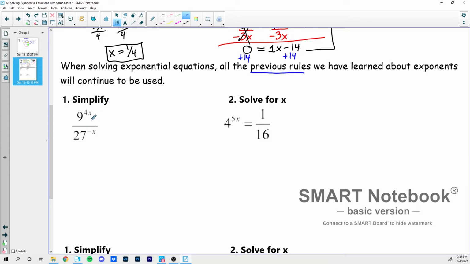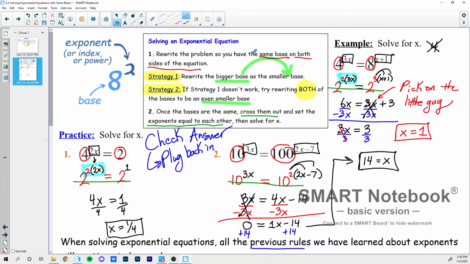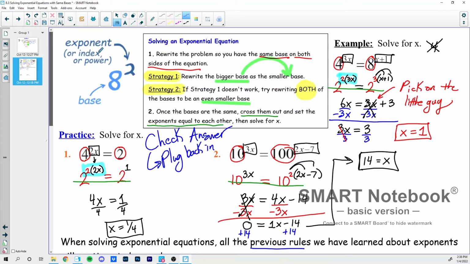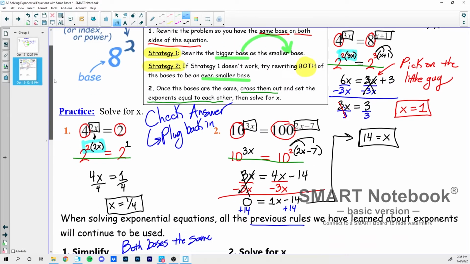So in this problem, in order to simplify this, we have to, again, make sure that both of the bases are the same. So make both bases the same. And again, we're doing this using one of those two strategies. So let's, again, always start with strategy 1. So let's rewrite the bigger base to become the smaller base.